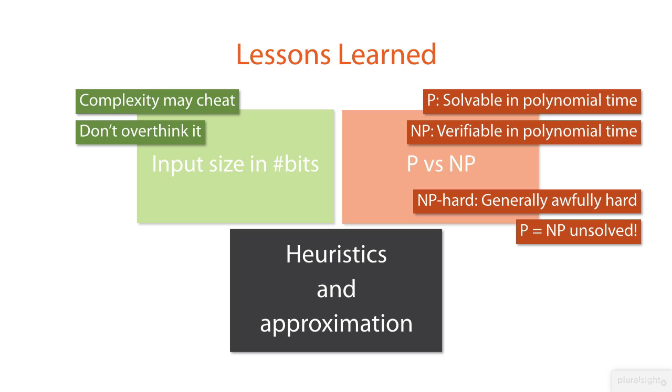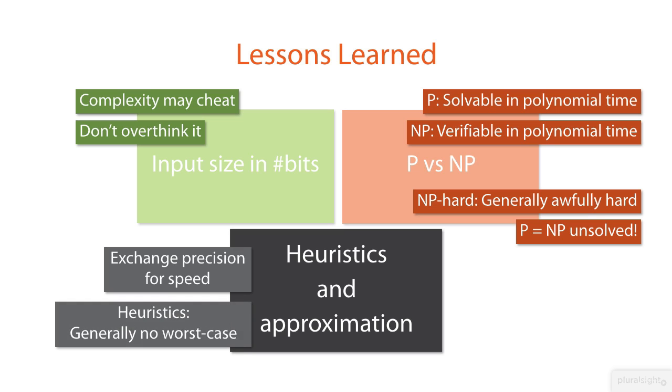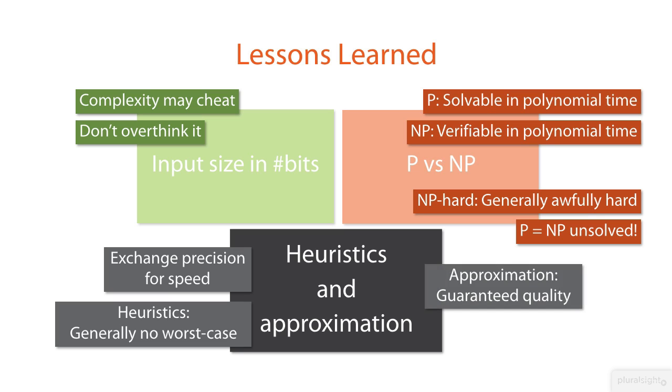Their general purpose is to trade accuracy or precision for computation speed. Heuristics do not promise a worst-case inaccuracy, but approximation algorithms operate with an allowed error and will produce a solution that is guaranteed to be within this allowed error. And for some approximation algorithms, the so-called PTAS algorithms, the complexity and allowed error are directly coupled.